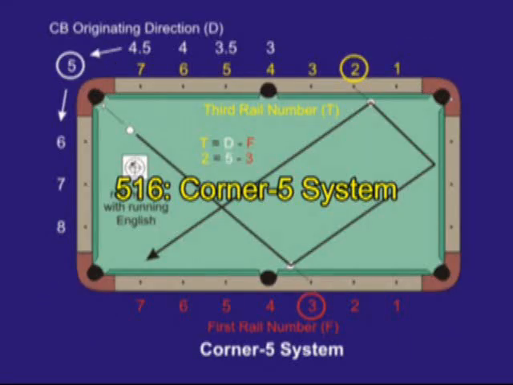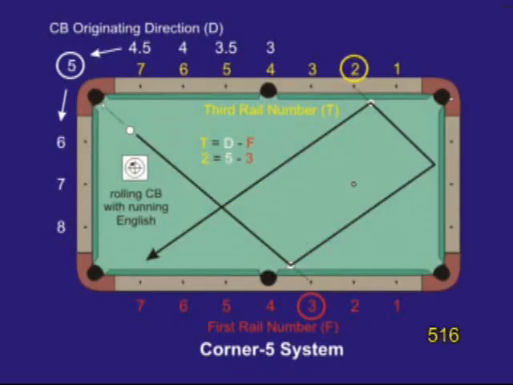Now let's look at the Corner-5 diamond system. This system is used to aim 3-rail kick shots that hit the long rail first. As with the plus system, it applies only for a rolling cue ball with running English. This system involves 3 different sets of diamond numbers.